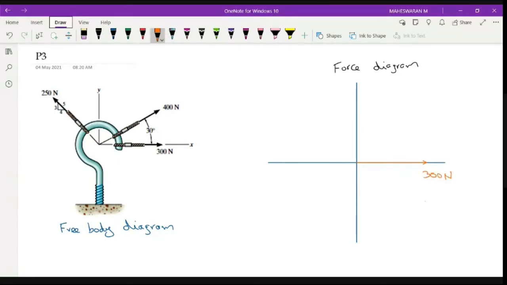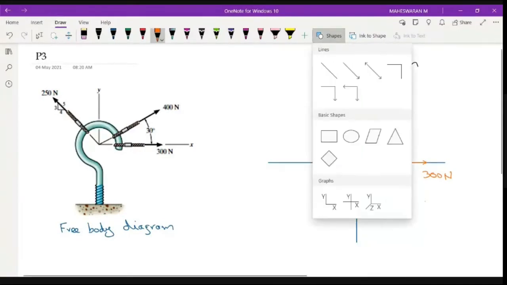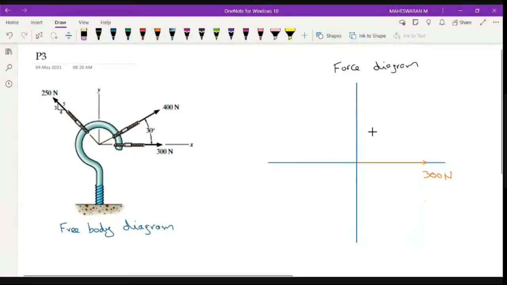It's my first force. Second force, 400 Newton, right? It is here in this location, moving like this, right? At 30 degrees. Okay. So this is 400 Newton. The angle of this is 30 degrees. That is given.